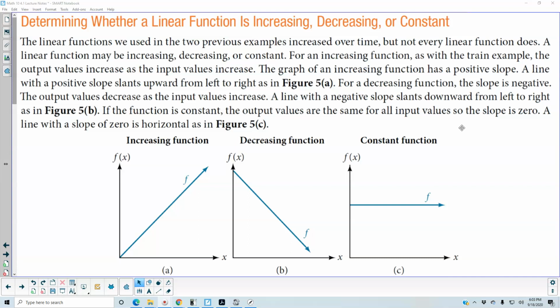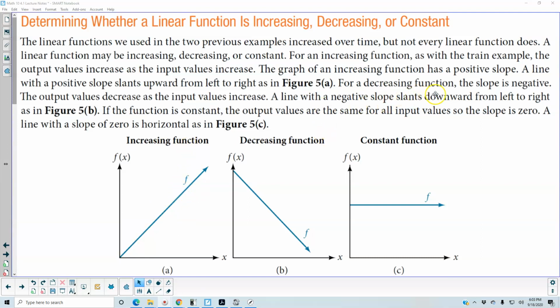For an increasing function, as with the train example, the output values increase as the input values increase. The graph of an increasing function has a positive slope. A line with a positive slope slants upward from left to right, as you can see here in figure A, which is an increasing function.